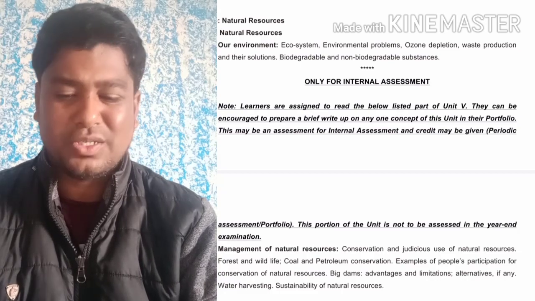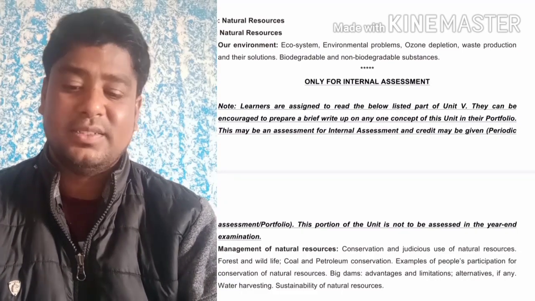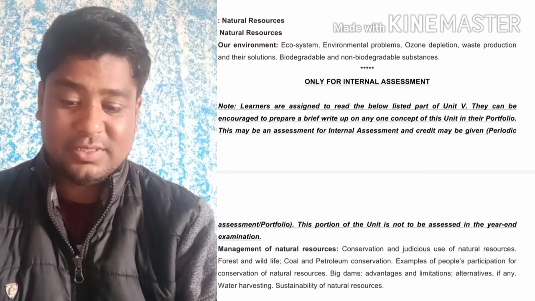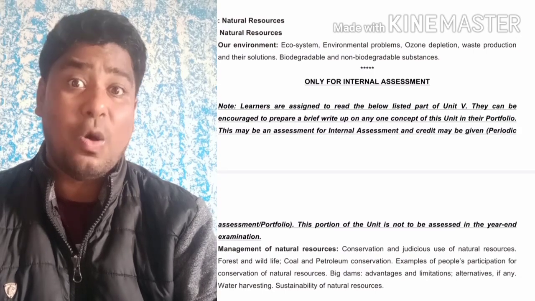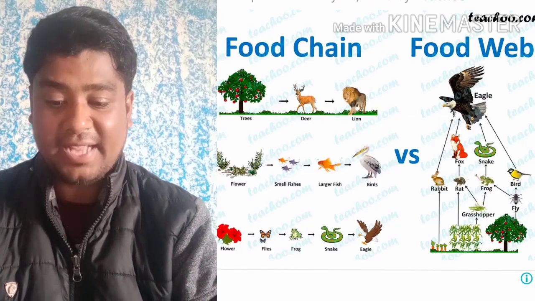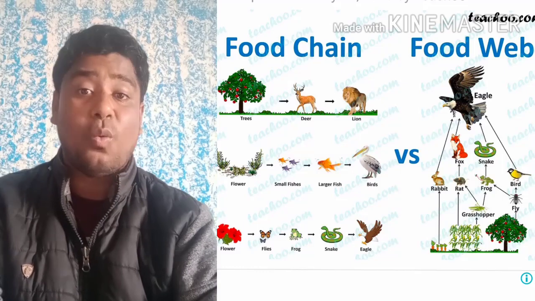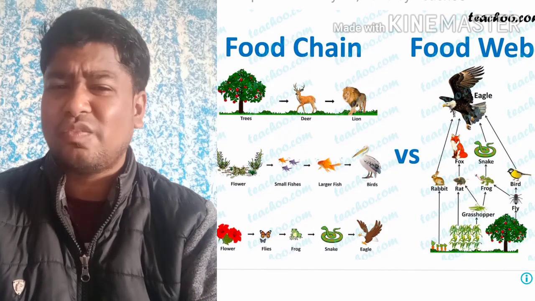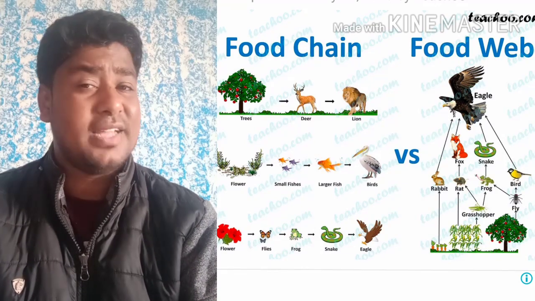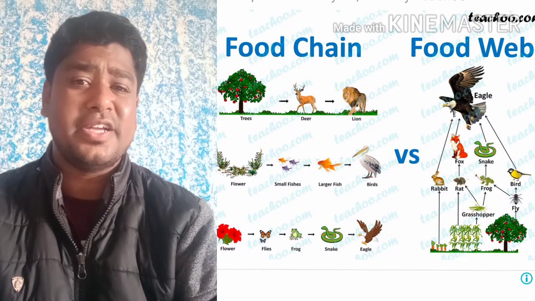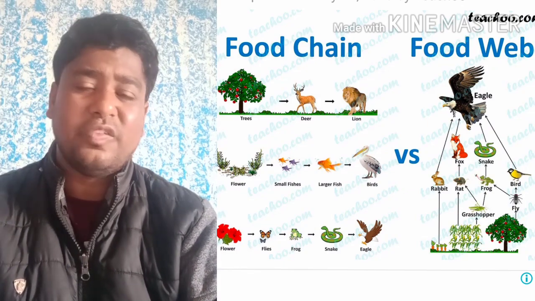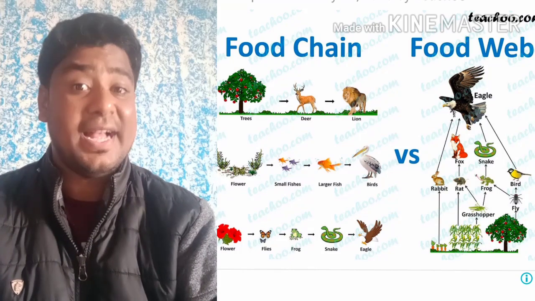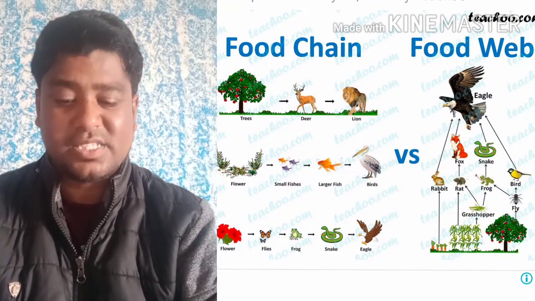The 3 chapters which were there in natural resources, that is our environment, then sources of energy, and the management of natural resources. Out of these, the first chapter, our environment, has been retained as it is. There is no change in our environment, okay. Our environment you have to study completely, which was a very simple chapter where you have to study some biodegradable and non-biodegradable substances. I'll make a video on that in a later part, which is a very simple chapter, has been retained. It is there for your syllabus this year.